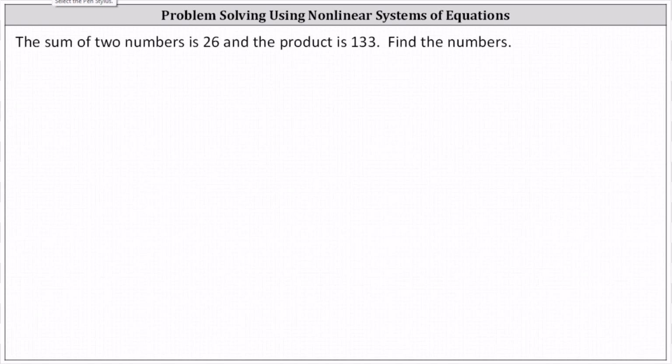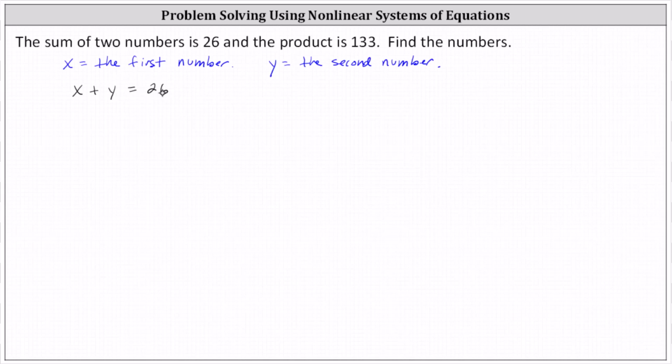The sum of two numbers is 26 and the product is 133. Find the two numbers. Let's let x equal the first number and y equal the second number. Notice it appears as if the order of the numbers matters, but it really doesn't because we're only looking for the two numbers. From here, we know the sum of the two numbers is 26, which indicates x plus y equals 26.